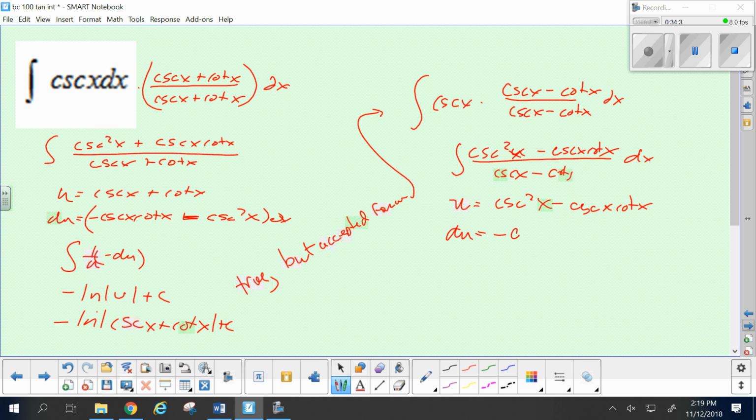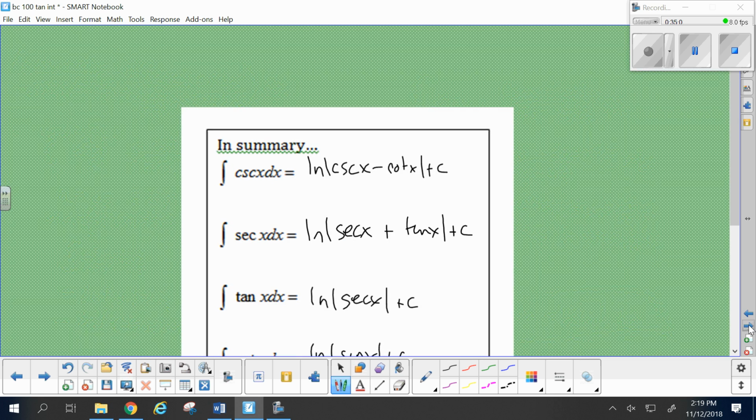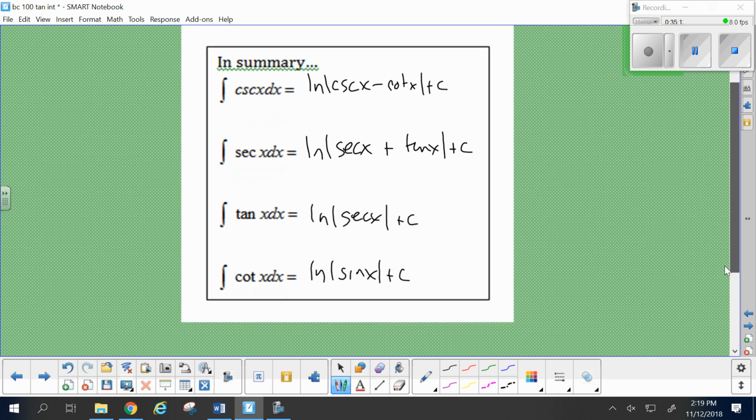Negative cotangent of x plus cosecant x dx. So it looks something like 1 over u du. The negative is not really an issue once you substitute. It's the natural log of the cosecant minus the cotangent. That's the more common form. Okay? All right, so those are your 4 antiderivatives. You should eventually get them down cold, memorized, so you don't have to redevelop it every time.